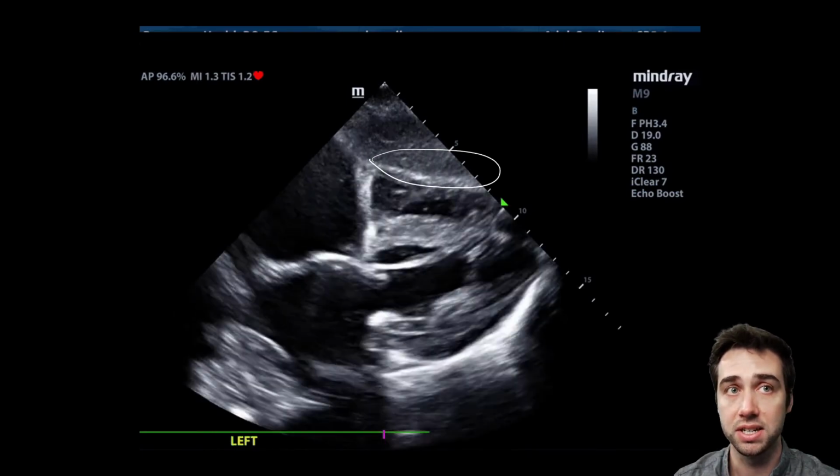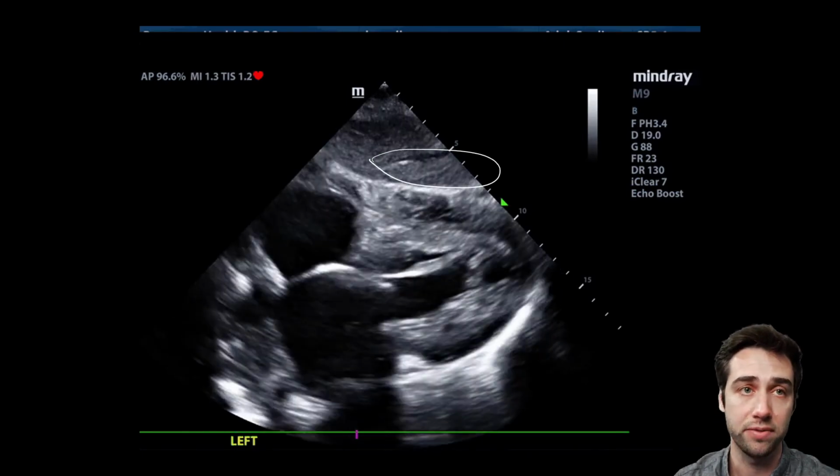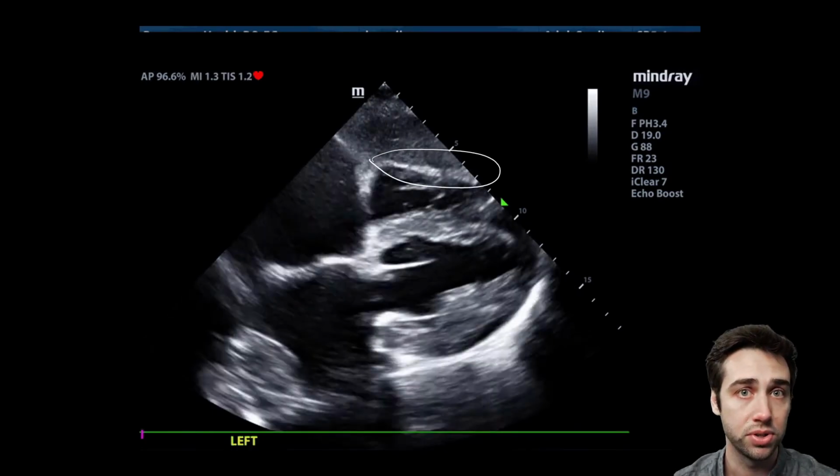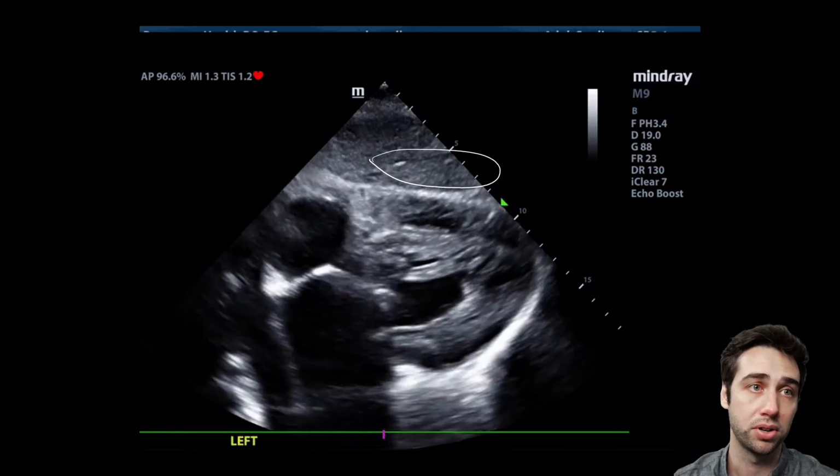As you can see in some views of the subxiphoid, you can get a lot of anatomy, so you can answer some other questions, but mainly this view is used to look for pericardial effusions.